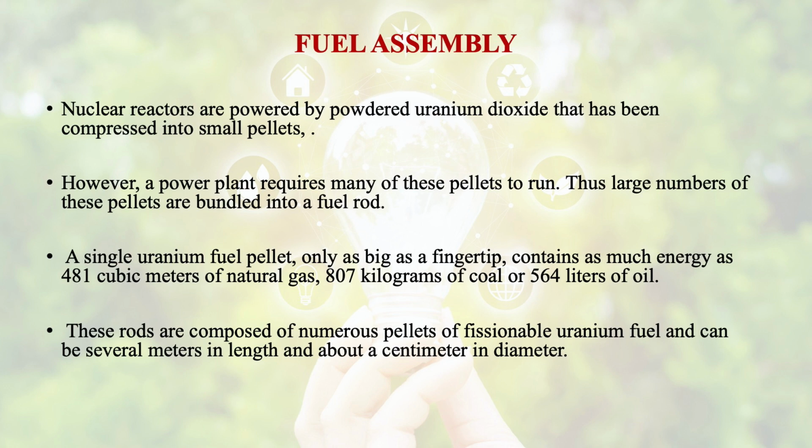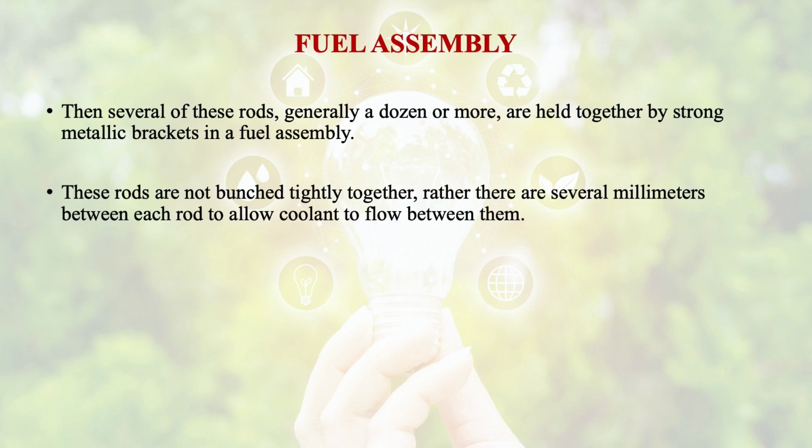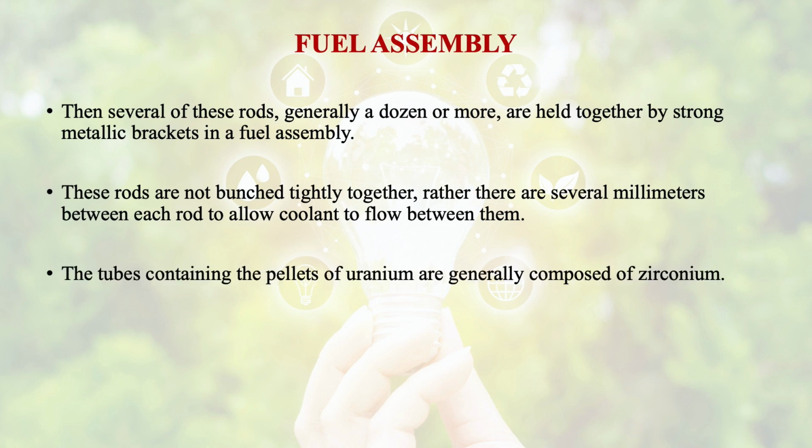These rods are composed of numerous pellets of fissionable uranium fuel and can be several meters in length and about a centimeter in diameter. Then several of these rods, generally a dozen or more, are held together by strong metallic brackets in a fuel assembly. These rods are not bunched tightly together; rather, there are several millimeters between each rod to allow coolant to flow between them. The tubes containing the pellets of uranium are generally composed of zirconia.